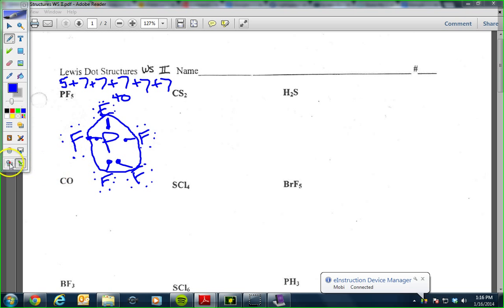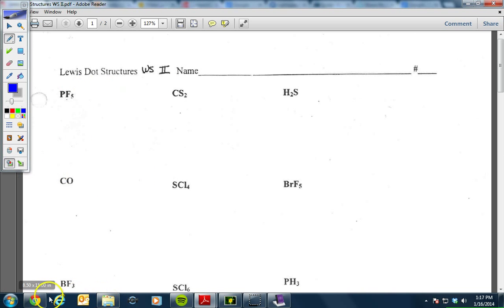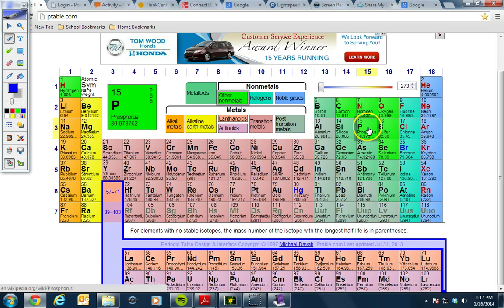That sounds like a problem, but if you go back to the periodic table and find phosphorus, it is in the third row and below, and it's in the middle of a molecule, so it's okay if it has 10. So continue to try to do these.